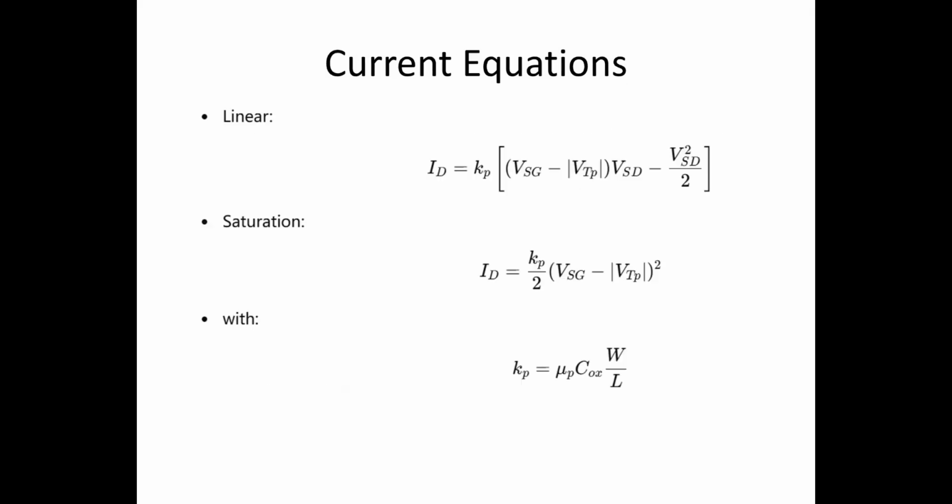This slide shows the current formulas. We only need the idea. In linear region, the current depends on VSG and VSD, so bigger VSG or VSD causes bigger current. In saturation, the current mainly depends on VSG, so the gate controls the current strongly. Here, Kp is a constant of the device. It depends on mobility, oxide, and the size W over L. If W over L is bigger, the current is bigger.